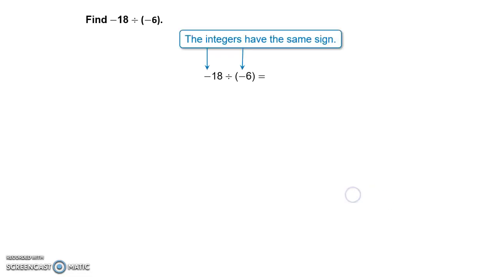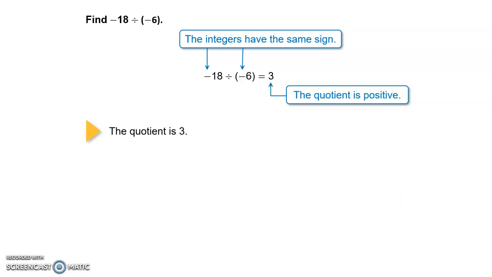So negative 18 divided by negative 6, this is in your notes, shows you that negative 18 and negative 6 both have the same sign, so we know our answer is going to be a positive 3. So the quotient is 3.